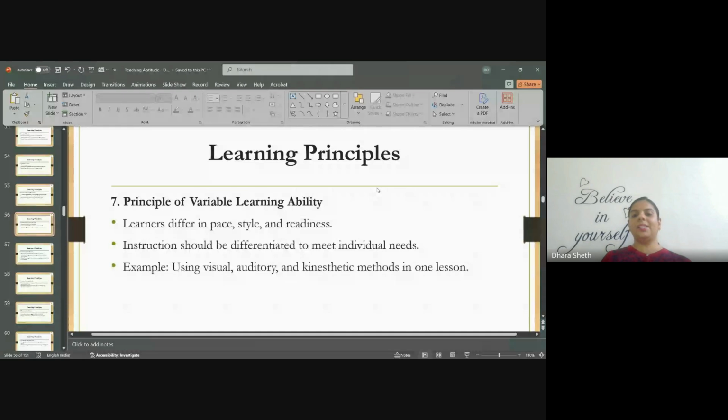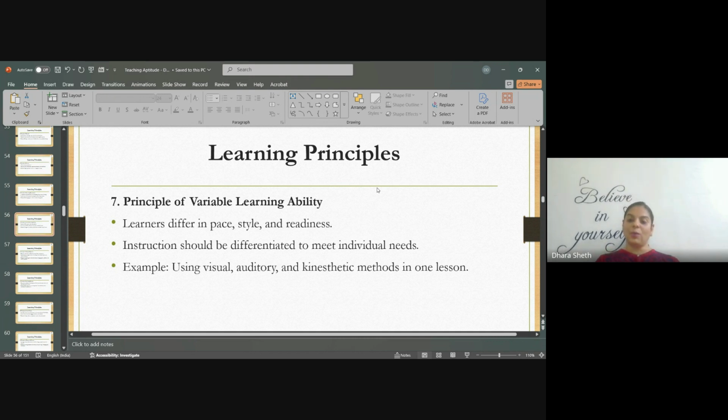Principle of variable learning ability. Learners learn in different pace and styles. Everyone has a different way of learning, different speed of learning. Someone learns it when they read it once. Someone needs to repeatedly watch it or listen to it 3 to 4 times, and then they are finally able to understand. Everyone has a different pace. Everyone has a different way, which we will learn later on. So instruction should be differentiated to meet individual needs.